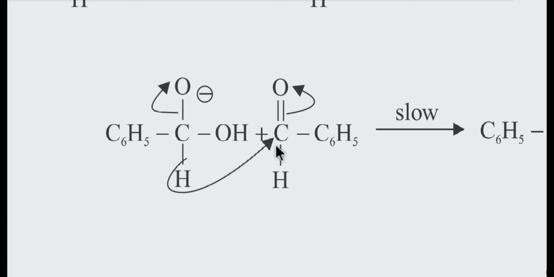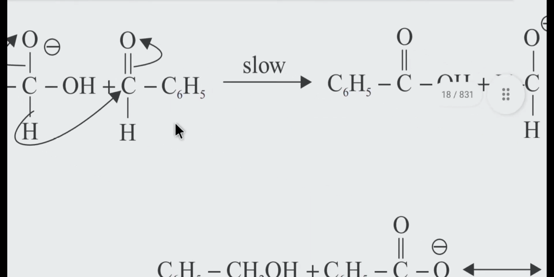When it attacks this carbon, which has already completed its covalency, one double bond between carbon and oxygen will shift towards oxygen, and oxygen will get a negative charge. Here a carboxylic acid will be produced, that is benzoic acid, because C double bond O and OH is the carboxylic acid group, and that's why it is called benzoic acid.